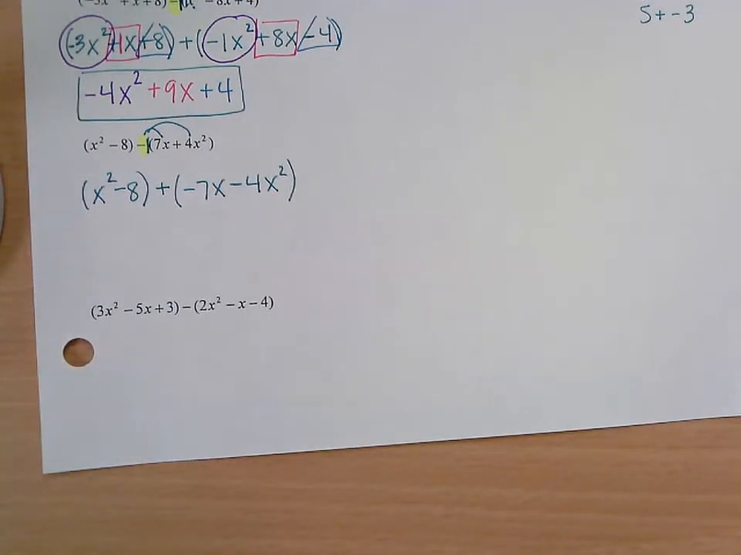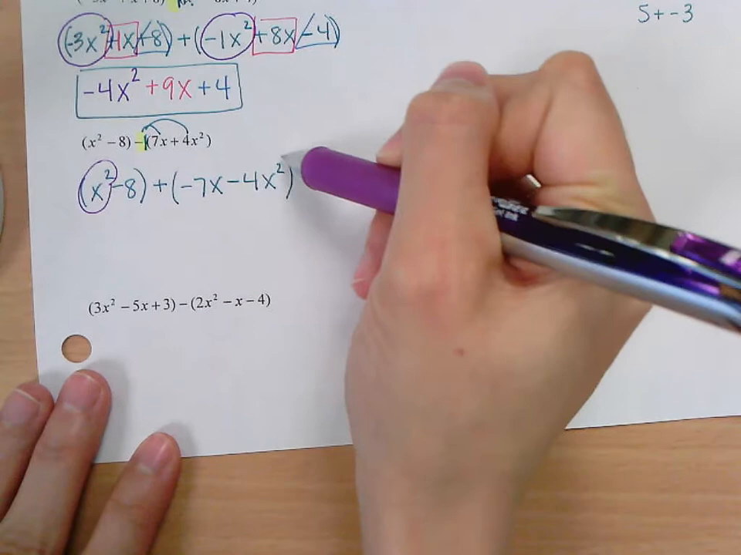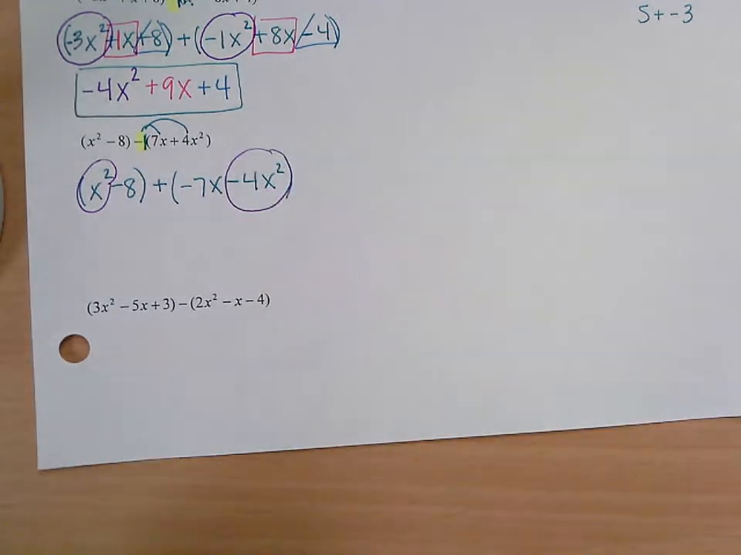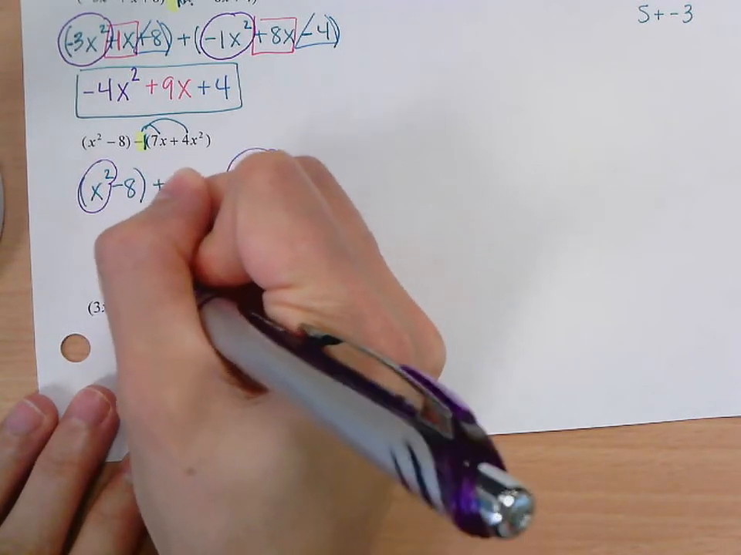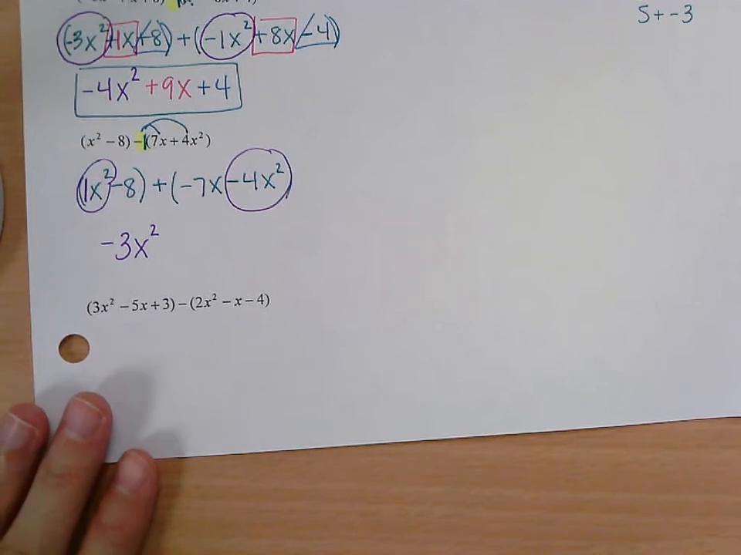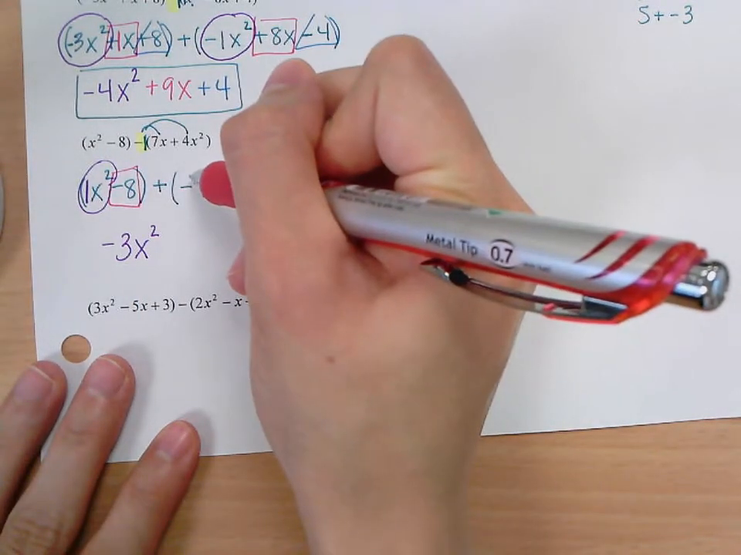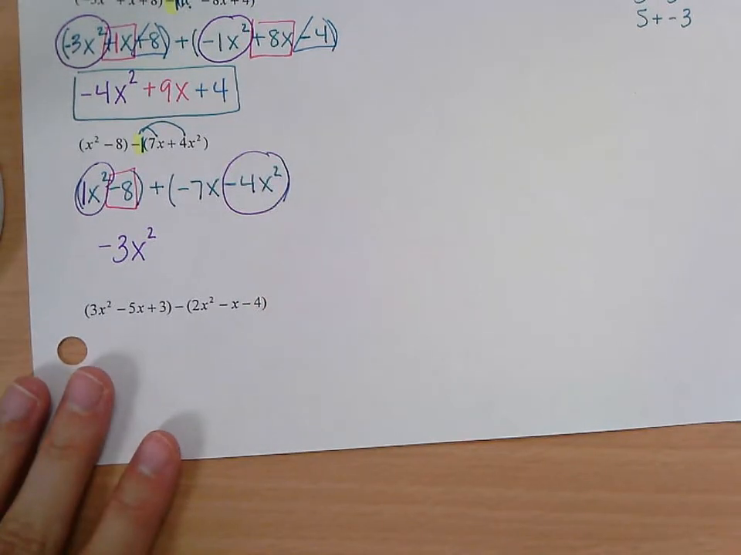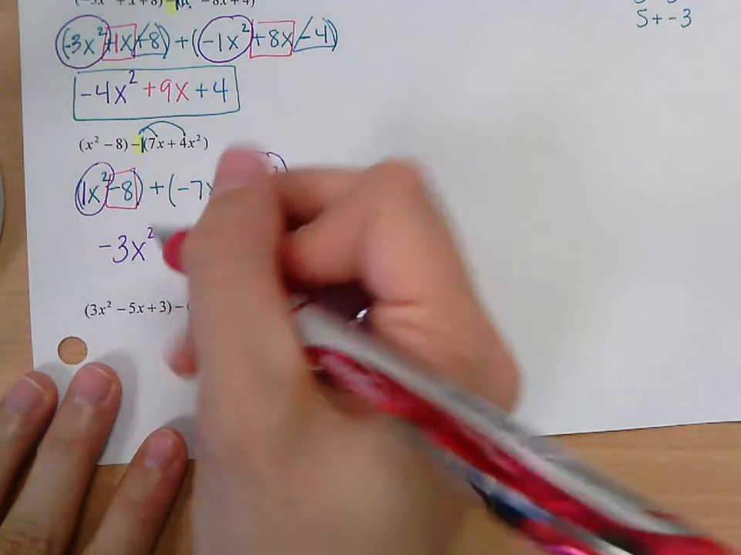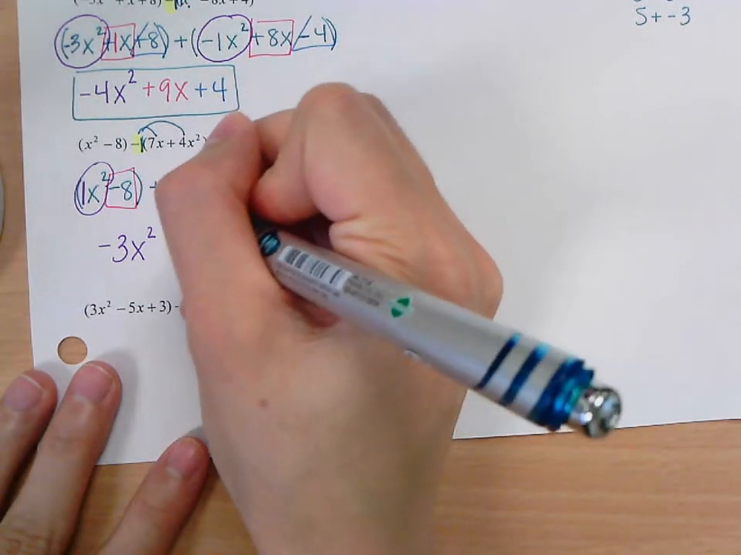And then I combine any like terms that I have. So I have x squared and a minus 4x squared. So that would be a negative 3x squared. There's a 1 in front of this one. And then I have a minus 8. That doesn't have any like terms with it. Yep, so the minus 7x doesn't either.